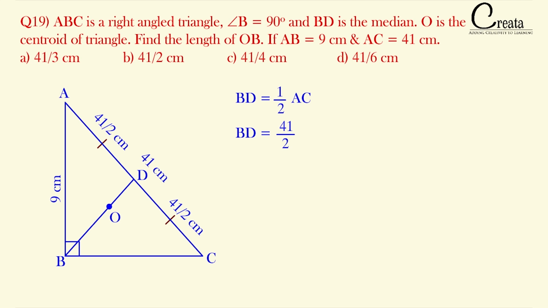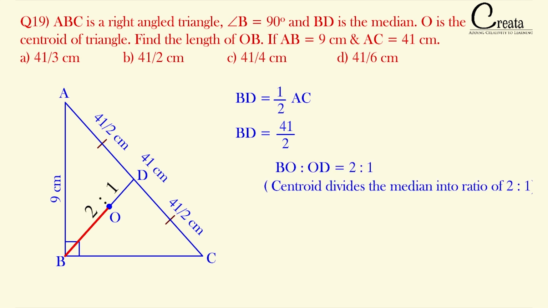Further, in the question, we have to calculate the length of OB. O is the centroid, and we know the centroid divides the median in the ratio of 2:1. So we can say BO to OD will be equal to 2:1. And we have calculated the length of BD as 41 upon 2. So can we say BO is equal to 2 by 3 into BD? The ratio of BO to OD is 2:1. On putting the value and solving, we got the answer as 41 upon 3, that is the length of BO.